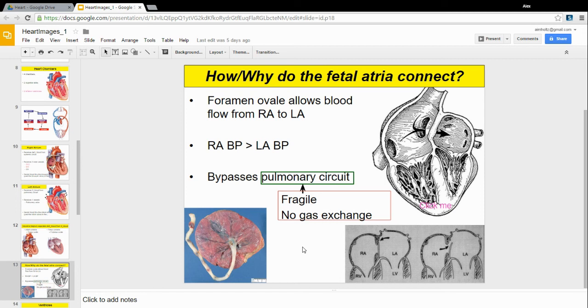Now, there's a valve to prevent backflow. And here's the awesome thing. When the baby is born and the baby takes that first big heroic breath, all of a sudden the pressures in the atria switch. Blood tries to flow backwards to the right atrium, and boom, that valve gets slammed shut. That valve slams shut, stays shut. Tissue goes over it for a couple days. You no longer have a hole. Now you got a fossa ovalis.